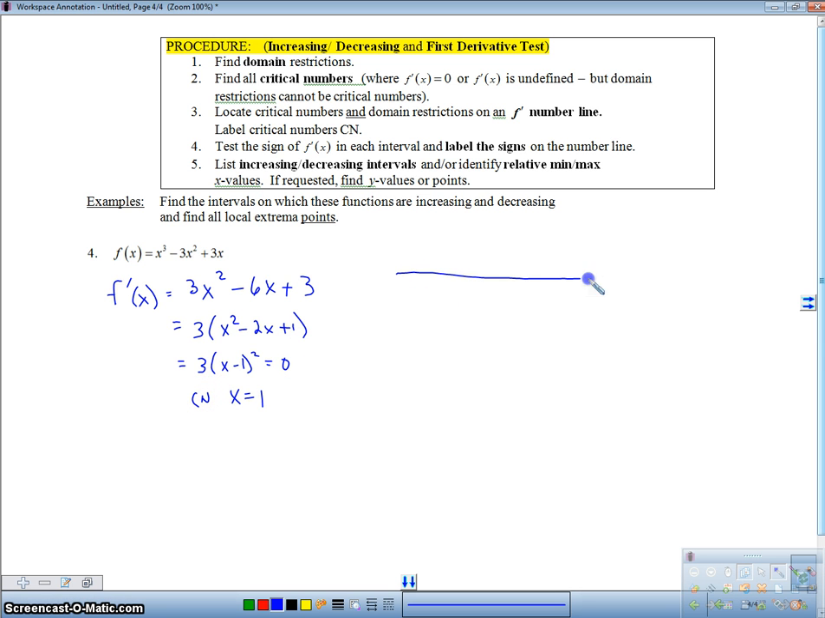So we'll go ahead and make our chart, our number line. And there's our 1. We're going to plug in something else. Let's plug in 0 and 2 into our derivative. When we plug in 0, we're going to square it. That's going to be positive. When we plug in 2, we're going to square it. That's also going to be positive. So our f function is going to increase and then increase again.